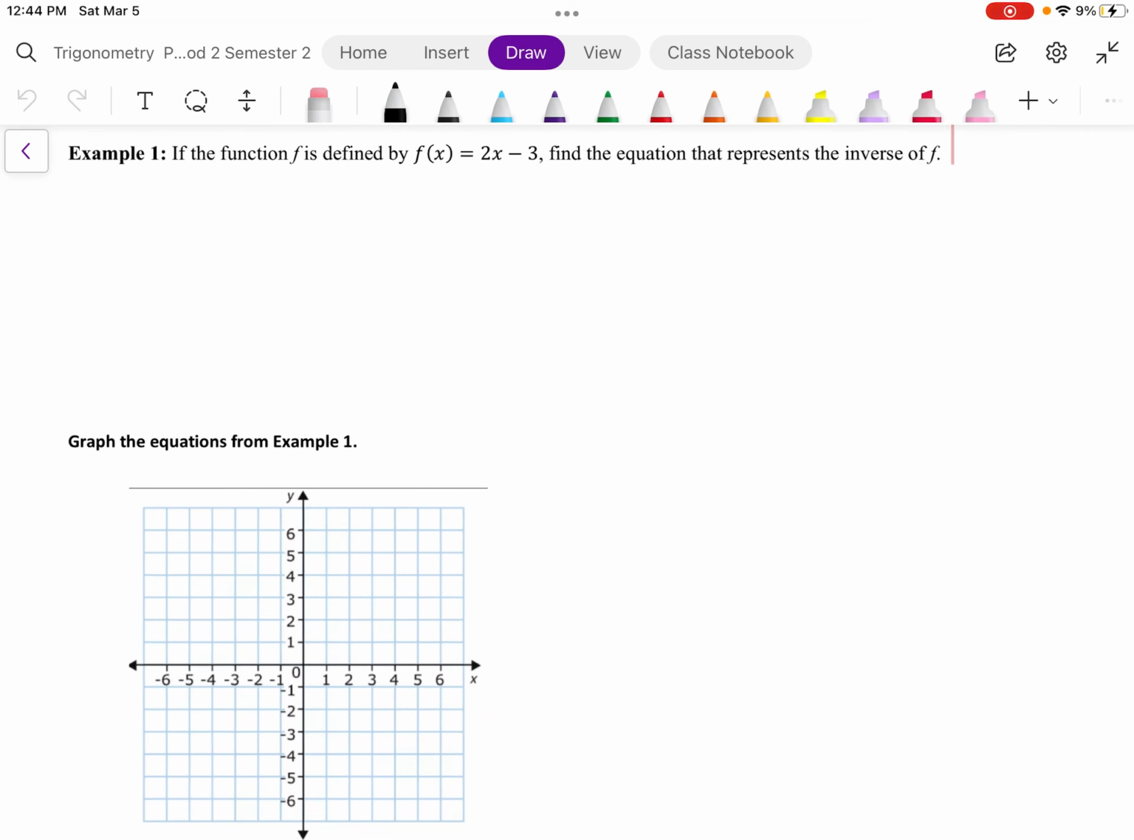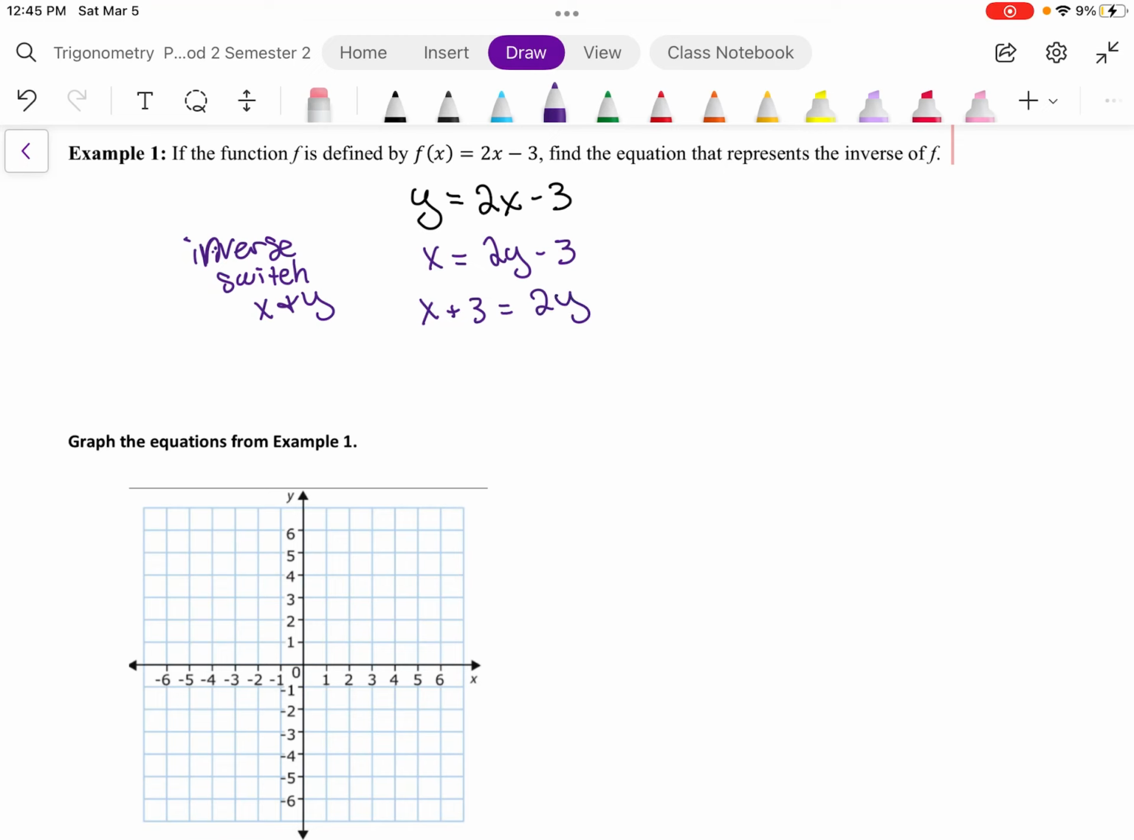If you remember from last year when you were doing inverse functions, f of x is the same thing as y. So this equation is the same as y equals 2x minus 3. And then to find the inverse, we switch x and y. So if we switch x and y, this becomes x equals 2y minus 3. And then we solve the equation to get y by itself. And then we have our inverse equation, which is represented by the -1.